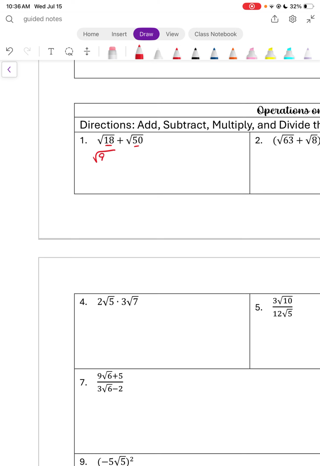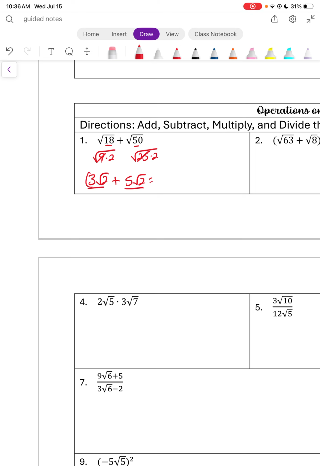Square root of 18 is the square root of 9 times 2. Since we know the square root of 9, it can be moved out front. Plus, square root of 50, 50 is 25 times 2. Since we know the square root of 25, it can be brought out front. Now, notice something. 3 root 2s, 5 root 2s. They're alike. They're both root 2s.